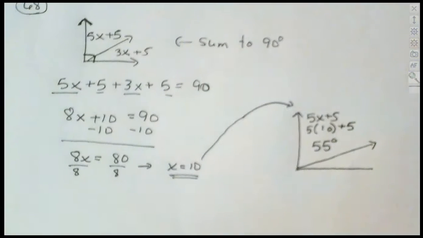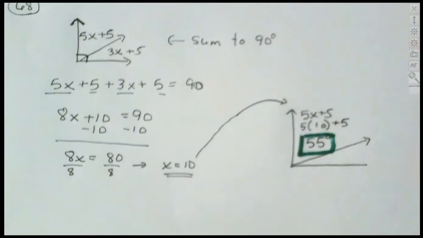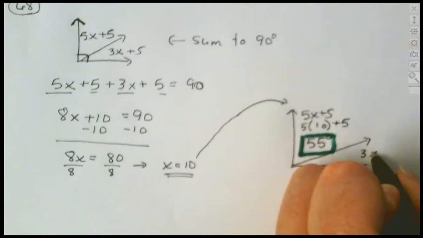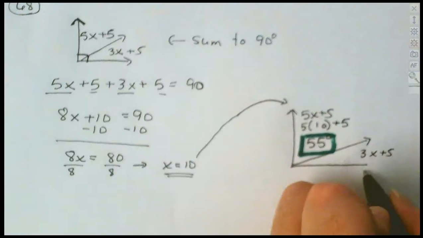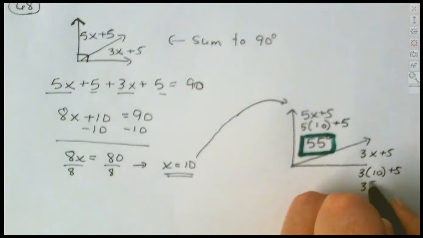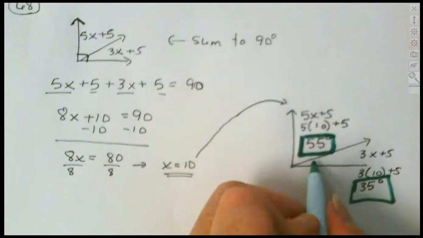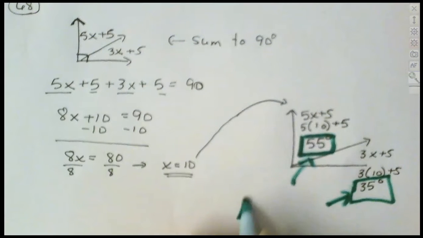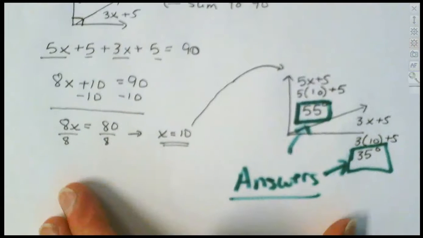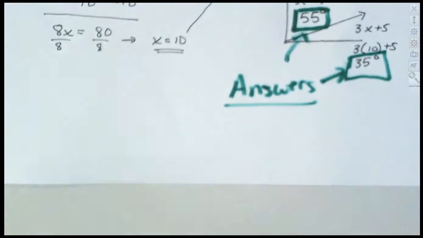So there's one component of it, 1/2 of it. And what's the other one? Well, the other one is 3x plus 5. So we plug that 10 in. So that's 3 times 10 plus 5. And that gives you 35 degrees. Those are going to be the answers. Very important that you don't just stop at x. You've got to find the actual answers. One more. We'll take a short break, come back, and do the next section.